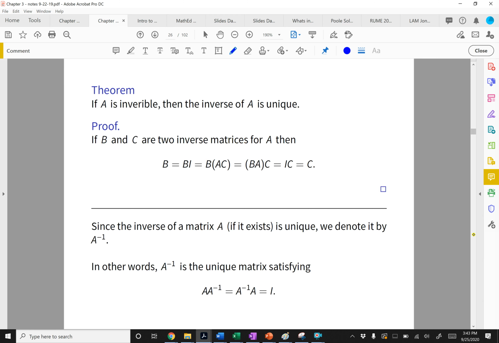The inverse is unique. So if you have an invertible matrix, there's only one inverse matrix. There's a quick proof of that. And the notation we use should look similar to the multiplicative inverse notation or function inverse notation. We put a -1 in the exponent.